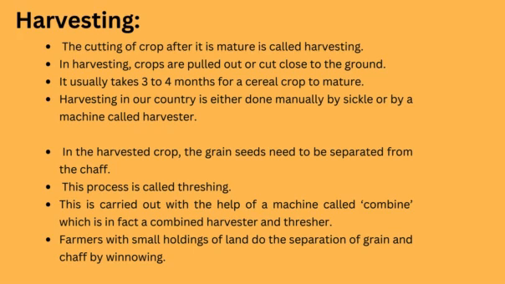In the harvested crops, the grain seeds need to be separated from the chaff. This process is called threshing. This is carried out with the help of a machine called a combine, which is in fact a combined harvester and thresher. Farmers with a small holding of land do the separation of grains and chaff by winnowing.